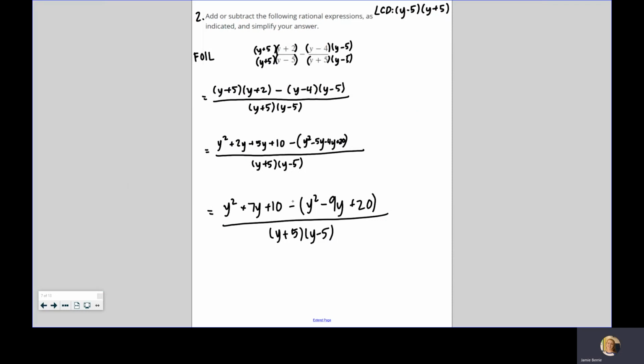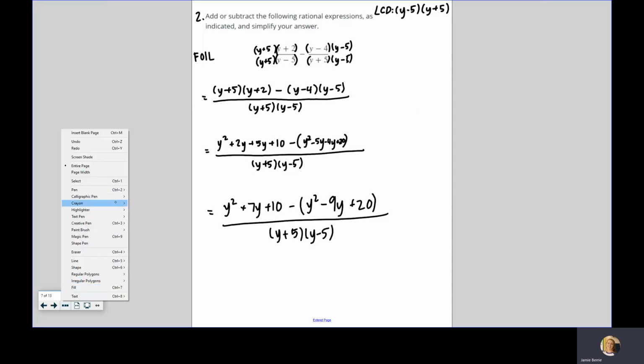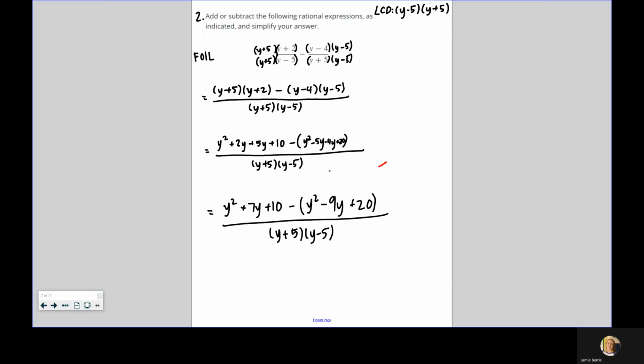All right, now go ahead and distribute this negative here. So I'm just going to write a little note in here. Distribute the negative. Very important, super common mistake is to forget to distribute the negative. All right, so that means we're going to distribute the negative to each piece.